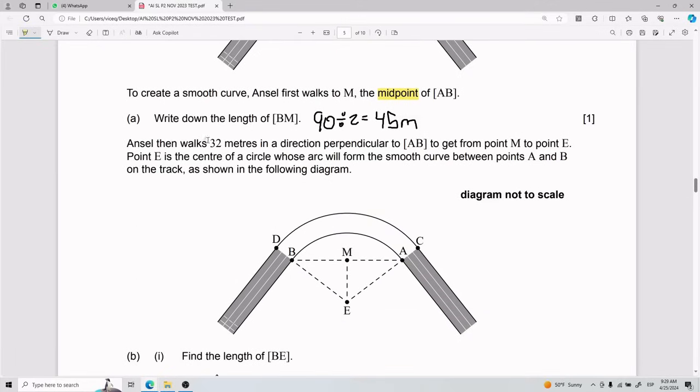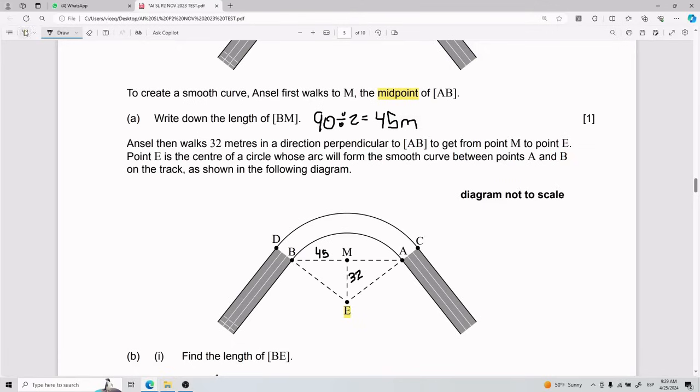Then they keep telling us a bunch of other stuff. That Ansel then walks 32 meters in a direction perpendicular to AB to get from point M to point E. And so this would be point E right here. So that means that, okay, we just found out that this is 45. And then this right here from M to E is 32. Okay, that is what we know right now.